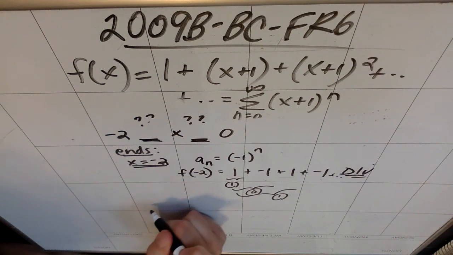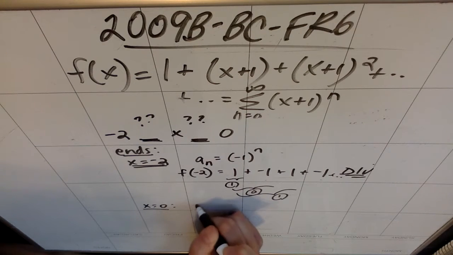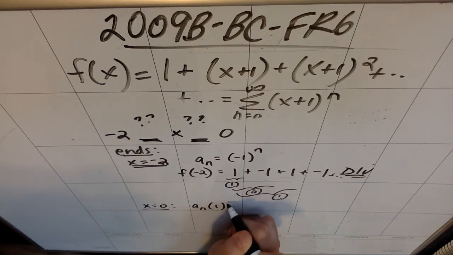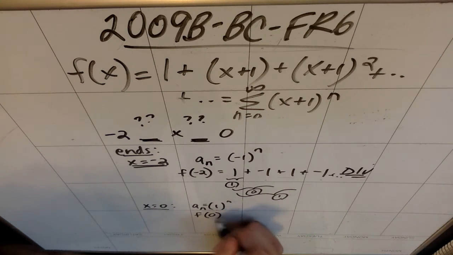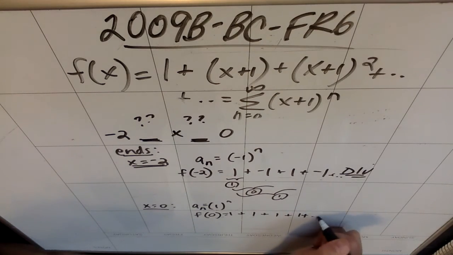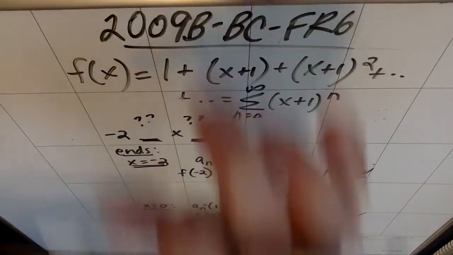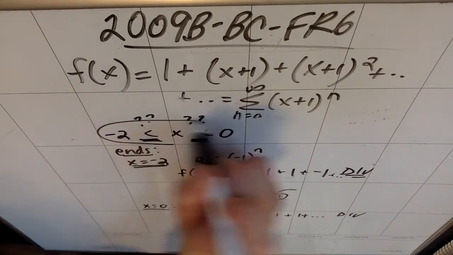And then the other endpoint, when I plug in x is 0, would end up with an a sub n-th term that equals 1 to the n, which means that f of 0 would be literally infinite ones summed together, which is clearly going to diverge because that adds to an infinite value. So essentially what that means is that neither endpoint is included, and I have to have an answer that looks like this.